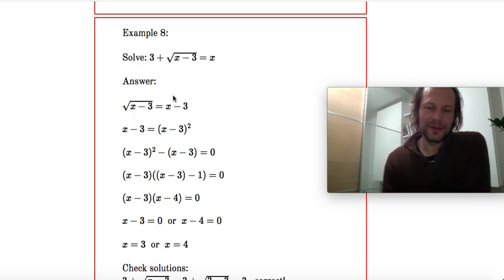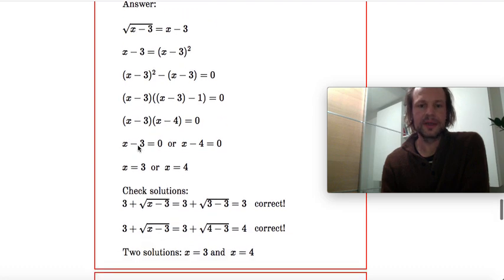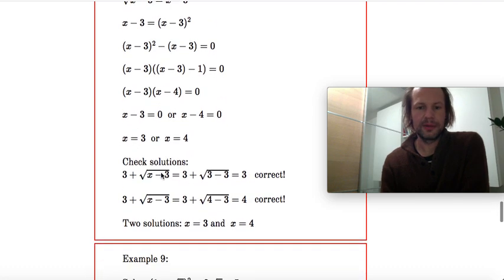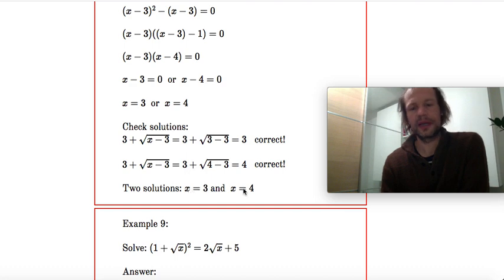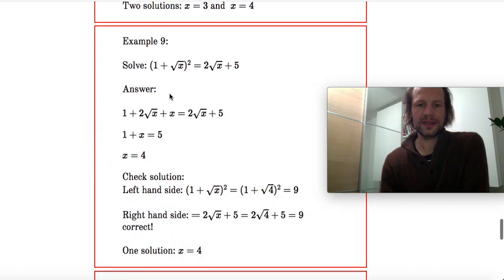Okay, so we move the 3 to the other side. We take the square. We solve the equation. We get two answers. We check them both. And we find that both answers are correct. The next example, x plus square root of x squared plus 2 square root of x plus 5.